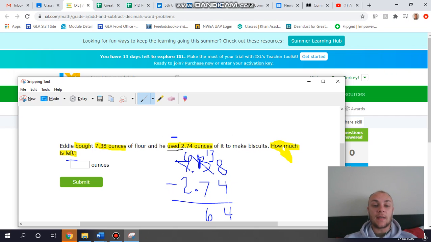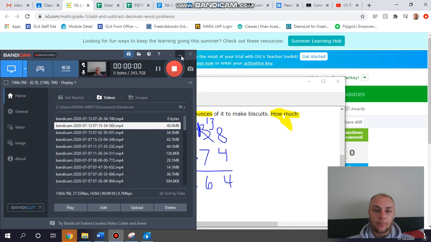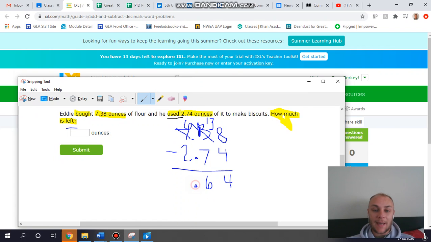Now this is the tricky thing. You have to bring down your decimal point. Again, I really hope that you are following along on that piece of paper. 6 minus 2 is 4. So my answer is 4.64, or 4 and 64 hundredths. Okay?